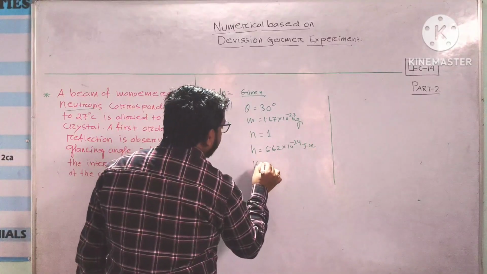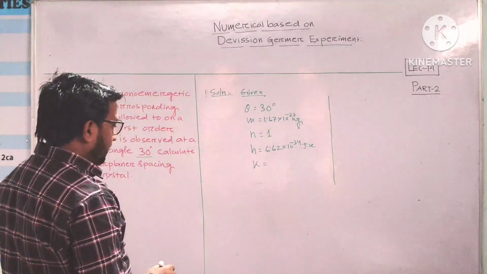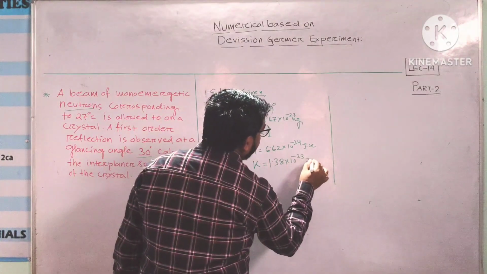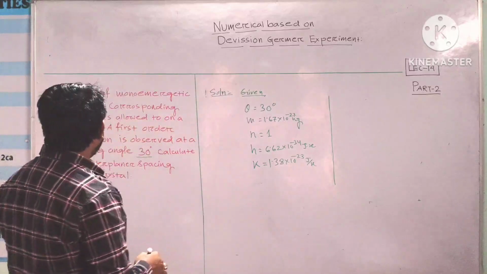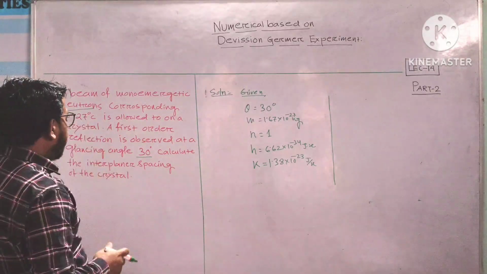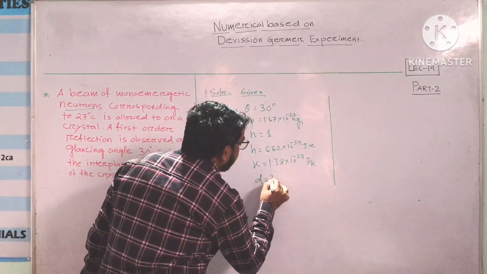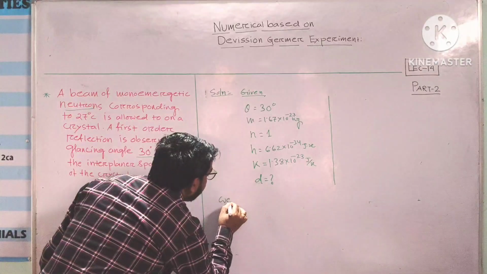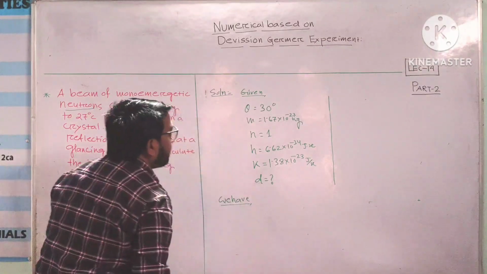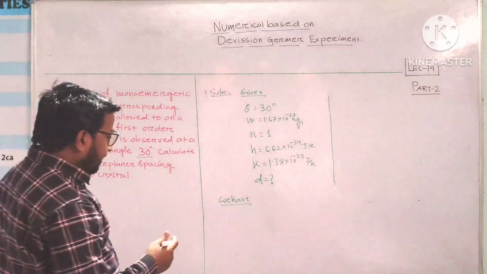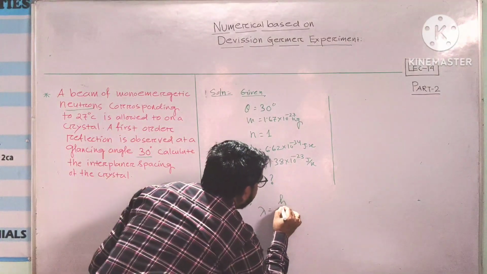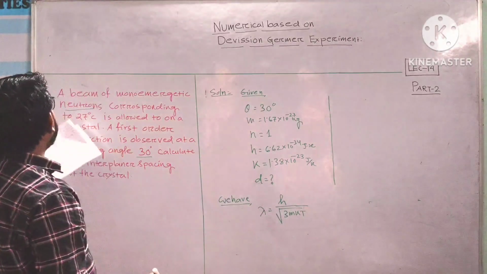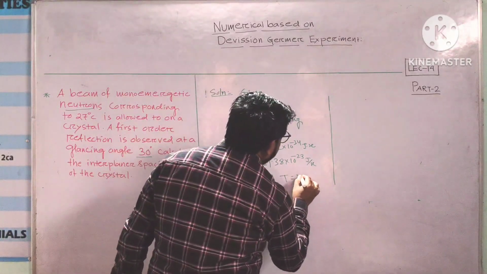And k, this is called Boltzmann constant. So k equals 1.38 into 10 to the power minus 23 joule per Kelvin. And we need to find out interplanar spacing, that means d equals what. First of all, we are going to find out lambda, that means wavelength, lambda equals h by under root of 3mkT. Temperature is 27 degrees Celsius. So T equals 27 degrees Celsius.